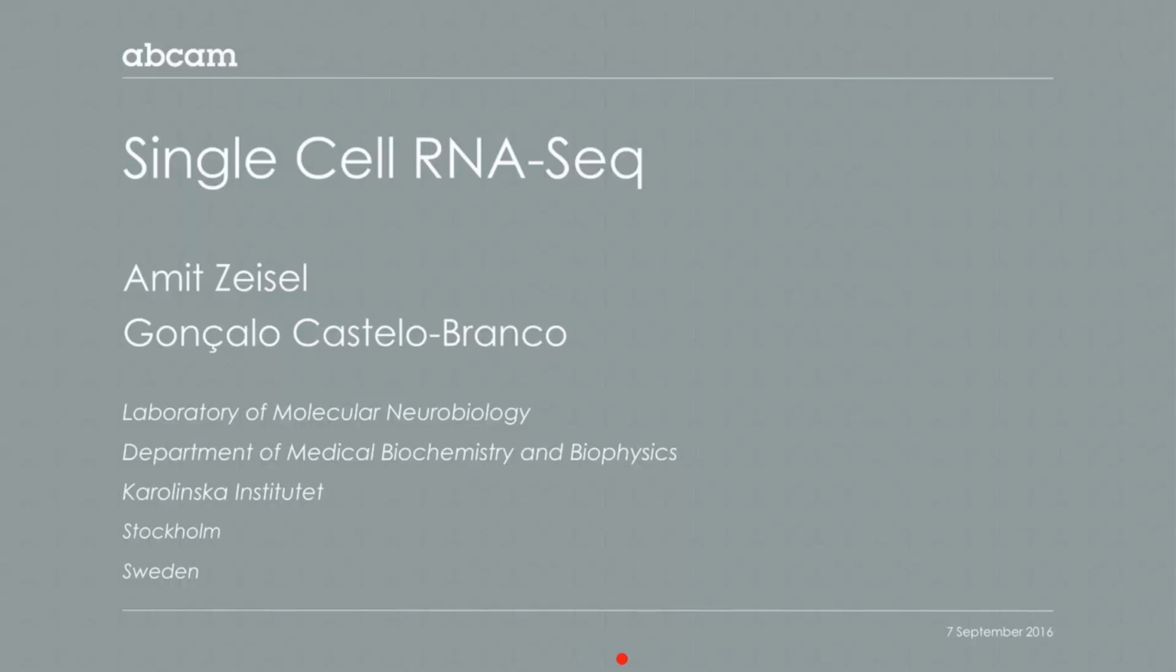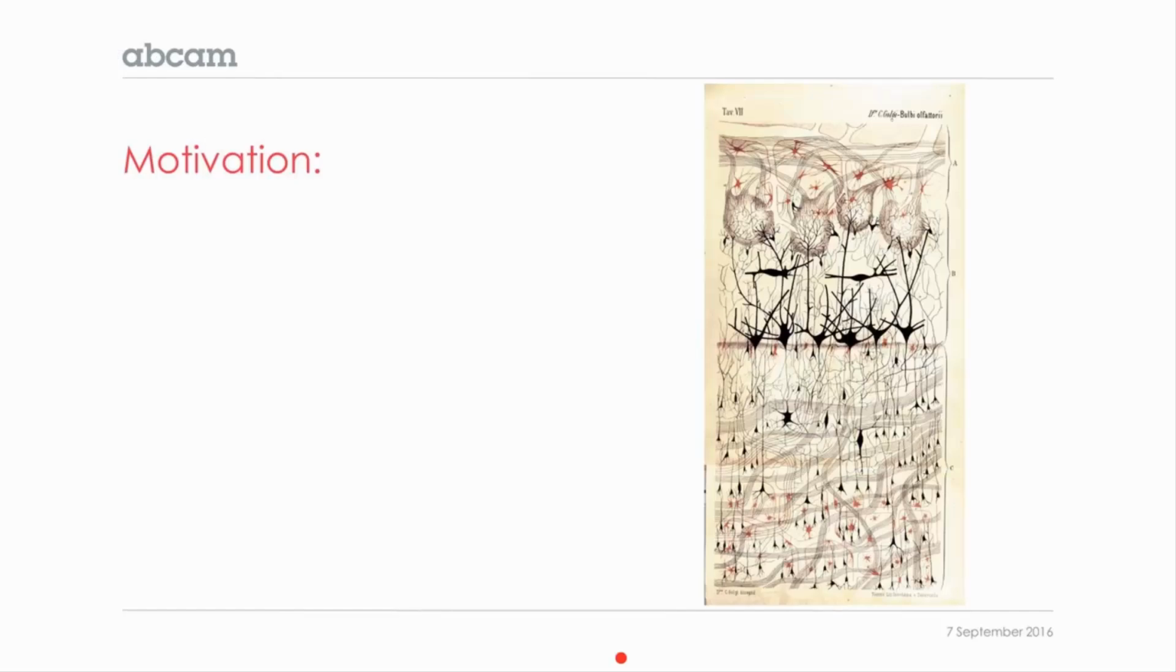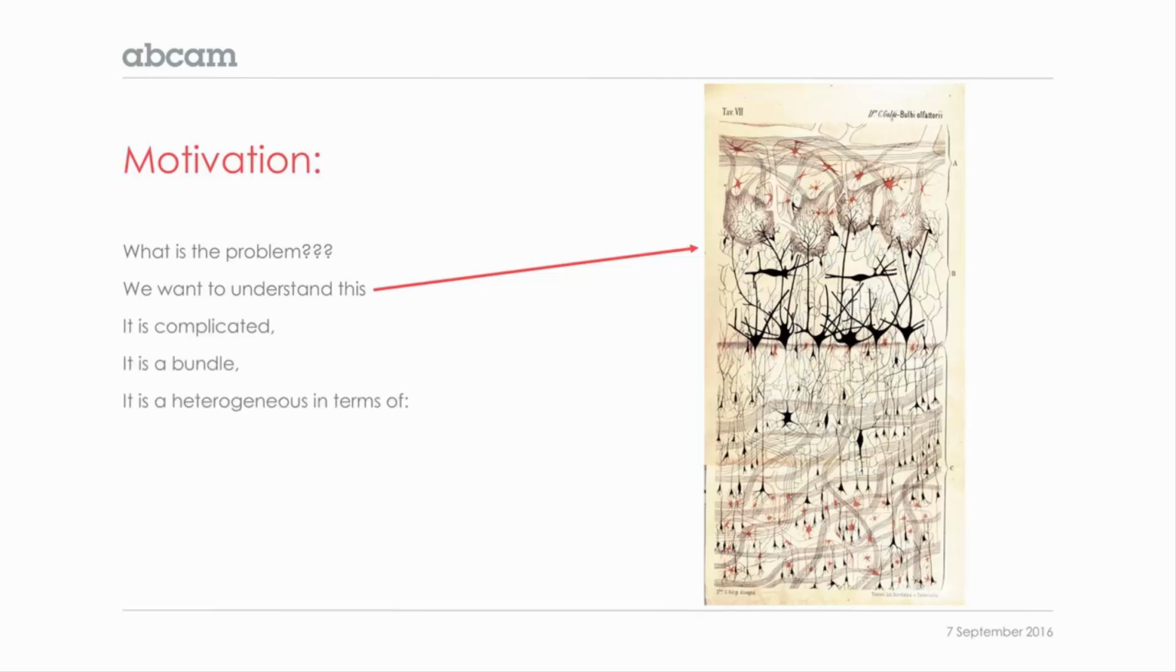So we'll start immediately with the science. So first, just one slide about why we want to do single-cell RNA-Seq. The motivation for us to do this is because we want to understand the heterogeneity of complex tissues like the brain. And the problem is that, of course, this is very complicated.